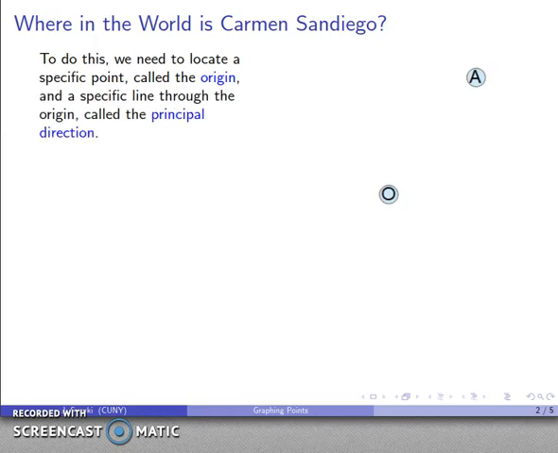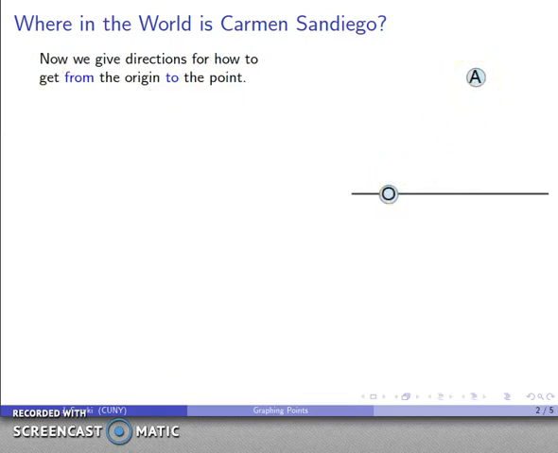What we can do is locate a specific point, which we call the origin. You can think about this as where you're starting from. We also need to identify a specific line through the origin, which we'll call the principal direction. And the idea is I'm going to describe the location of this point as a set of directions for how to get from here to there.